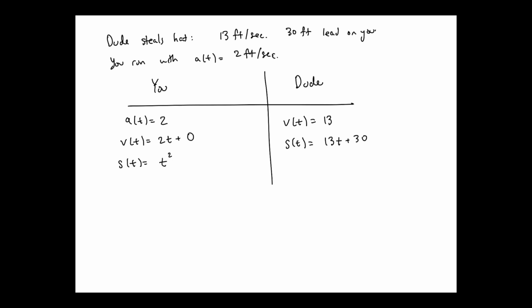Where do you start running? At the origin, okay? Now, we could have put the origin wherever we wanted. It makes the most sense to put it where you are rather than where he is. It doesn't matter, you'll get the same answer in the end. So your position is t squared, okay? Does that make sense? And what are we interested in? We're interested in the moment in time when you get your hat back. Well, when does that occur? That occurs when your position and the dude's position are the same.